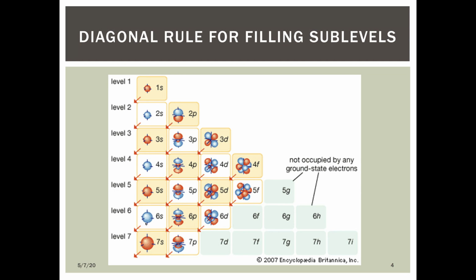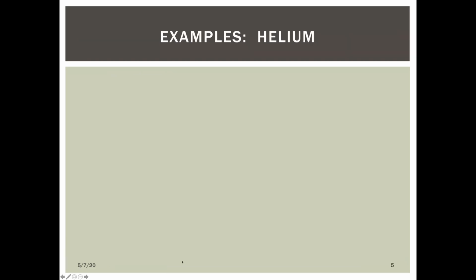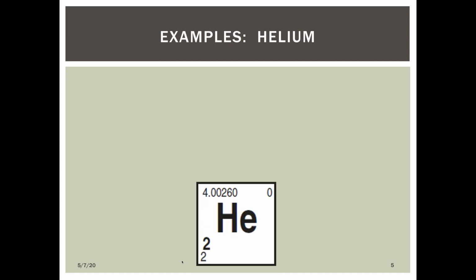So what this means is that the fifth energy level will start before the fourth energy level even finishes. In fact, here the fifth energy level starts just after the third energy level finishes. So there's a lot of overlapping that happens. So let's look at some examples.